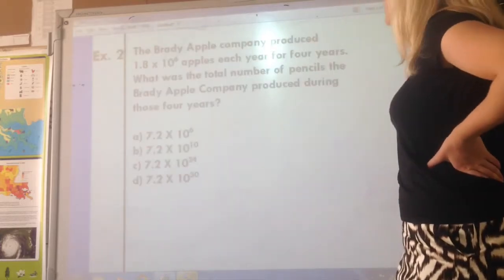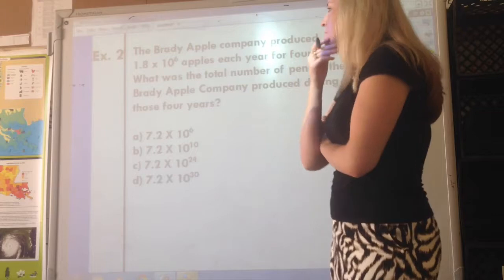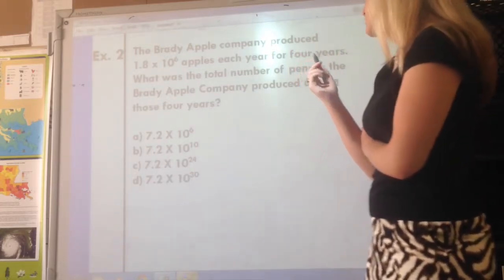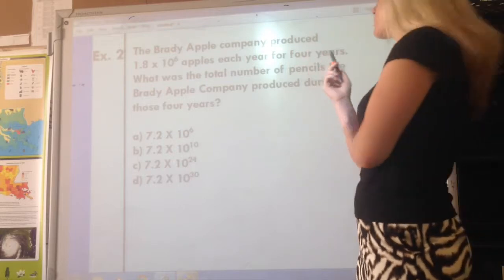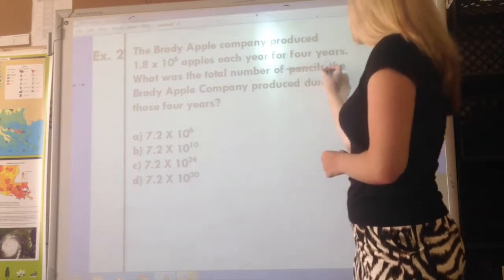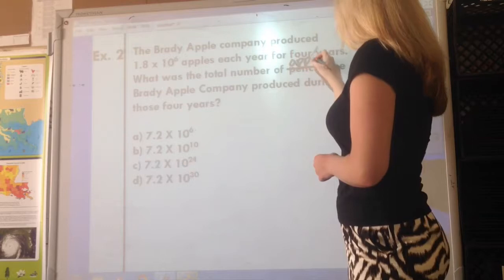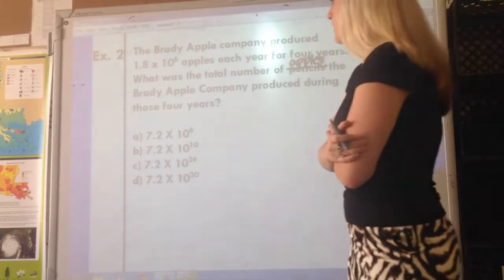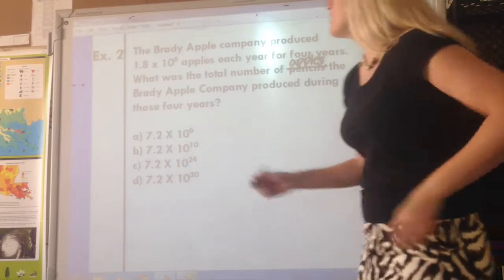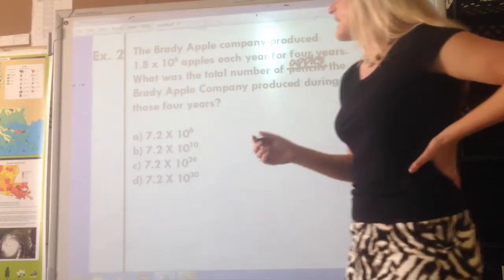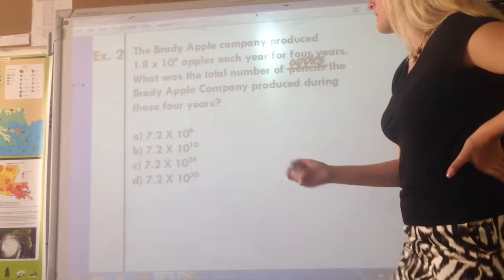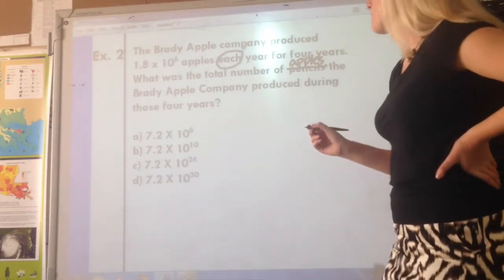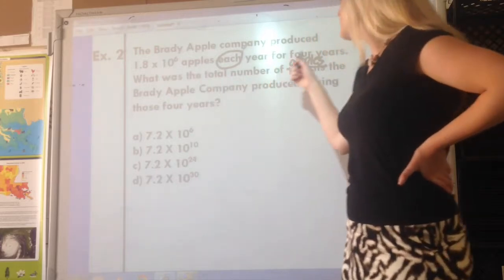Let's do another one. All right, example 2. The Brady Apple Company produced 1.8 times 10 to the 6 apples each year for 4 years. What was the total number of apples the Brady Apple Company produced during these 4 years? All right, I know that 1.8 times 10 to the 6 is how much it produced in 1 year because my word problem says each year. And I know it produced that same number every year for 4 years.